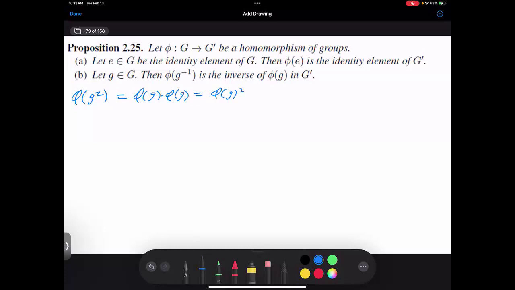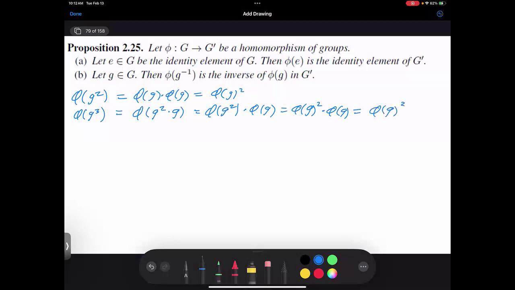Phi of other powers. So if I give you phi of g cubed, how should you view g cubed? Okay, good. So first we're going to view g cubed as g squared times g, right? Exactly. So we'll have phi of g squared times phi of g. That's going to be phi of g quantity squared, times phi of g. This is so exciting, phi of g cubed, right? And eventually you just start to jump to the answer. Okay, what will be true about phi of g to the n?